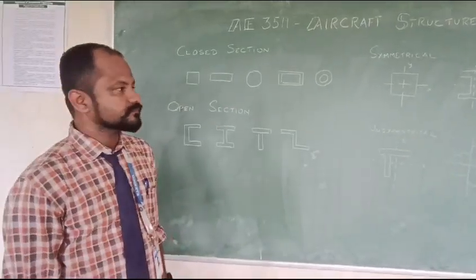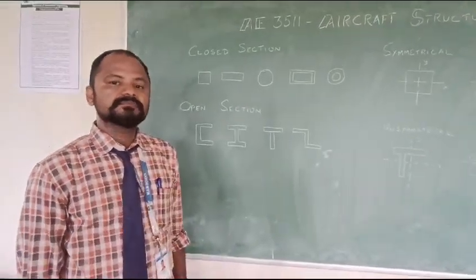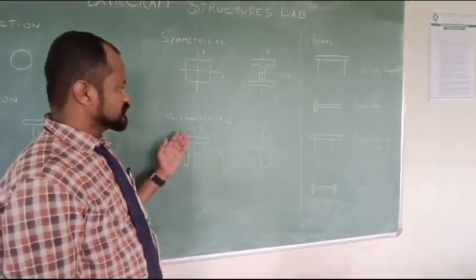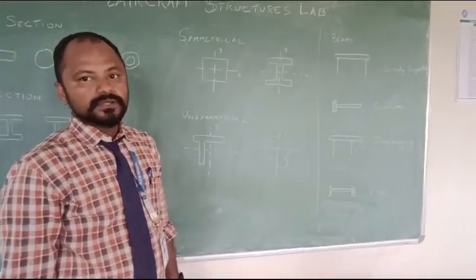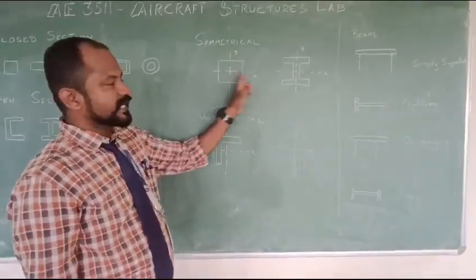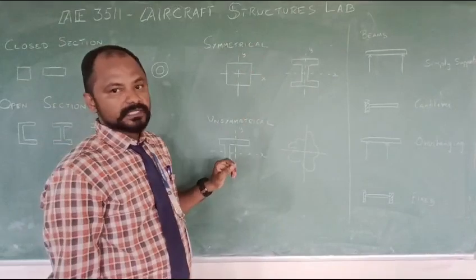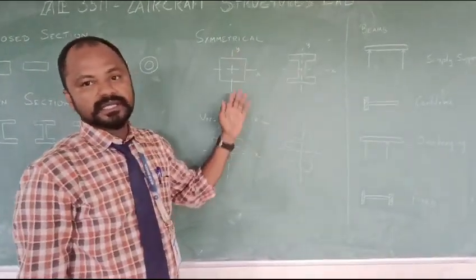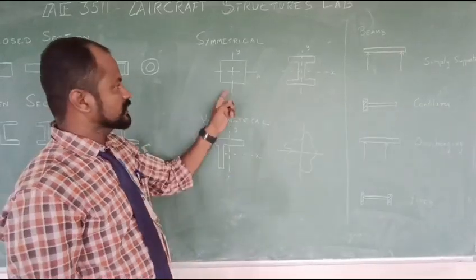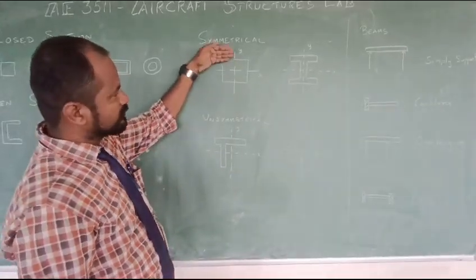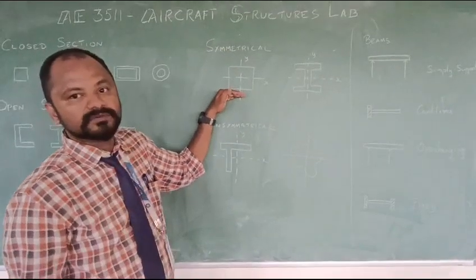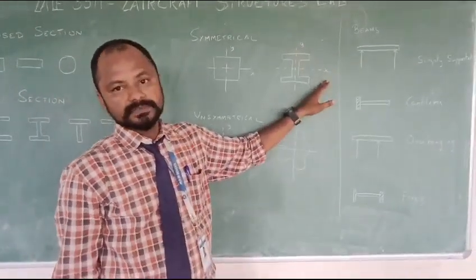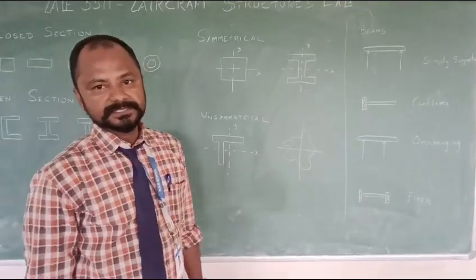In this we have two types of bending. One is symmetrical bending and another is unsymmetrical bending. If we cut the cross section along two axes, x axis and y axis, and both the parts are mirror images of each other, then they are called symmetrical sections. For example, in this diagram, the top half is similar to the bottom half, and the left hand side is similar to the right hand side. So these are called symmetrical sections.